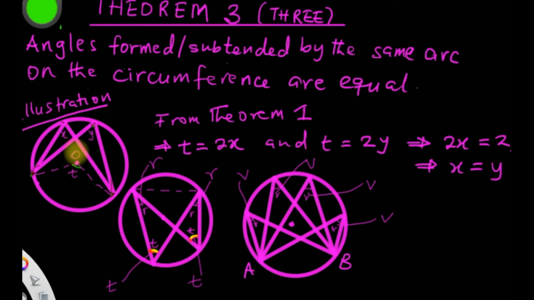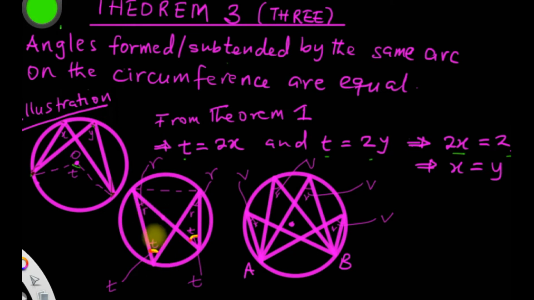If that is the case, then angle T is equal to 2 times angle x, and it's the same as 2 times angle y. So from theorem 1, T is equal to 2x, and the same T is also equal to 2y. So if T is equal to 2x and the same T is equal to 2y, then we can say that 2x is equal to 2y. We can equate these. If you divide both sides by 2, you get x is equal to y. Have you seen? So this really proves that angles formed by the same arc on the circumference are equal.